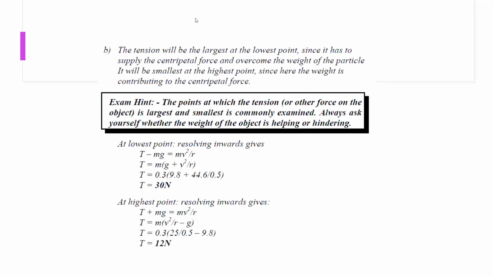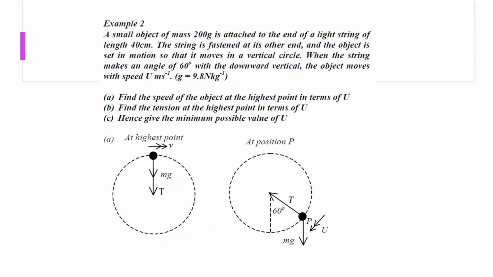And you can see at the lowest point, we need a 30 Newton force, and at the highest point, we need a 12 Newton force. So which point will likely break? The lowest point, because the tension in the string is more, or we need a greater force to move the object in a circular path. The resultant force is the same at all points because it's moving in a circle, but the force which we need to apply will be higher at the lowest point.